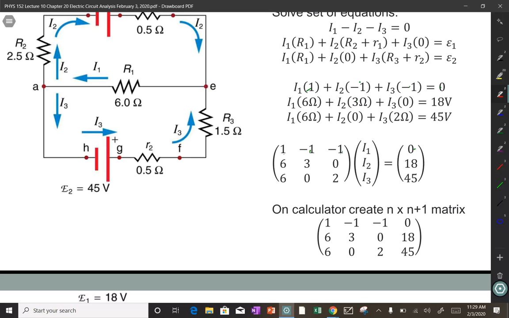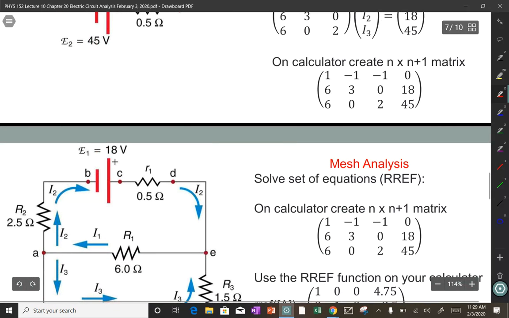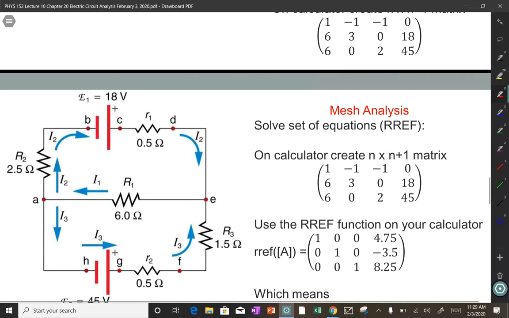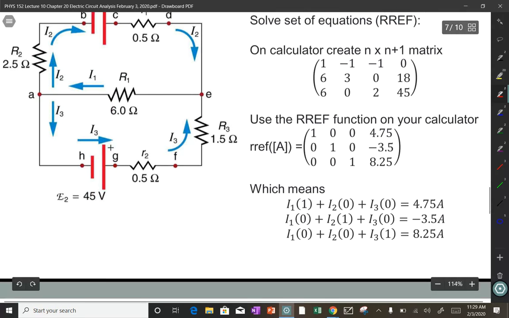Okay. So now we have the math on this. So you did RREF and it gave you that. Everyone has that, right? I think I checked with everyone. So what does this mean? Does that mean that I1 is 4.75? That's exactly what it means. I2 is negative 3.5?